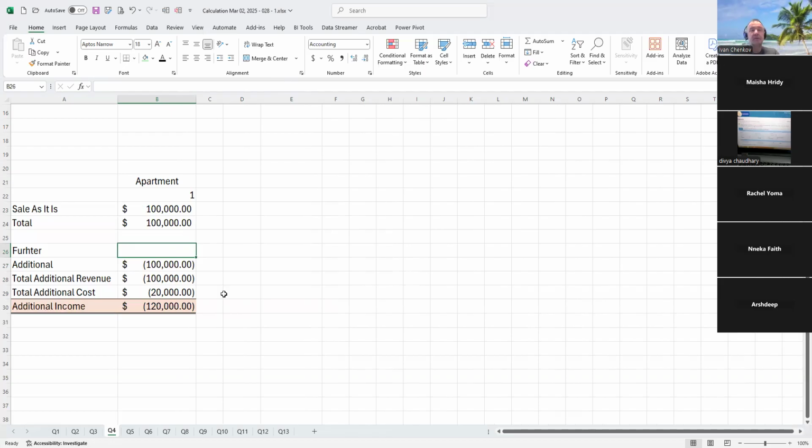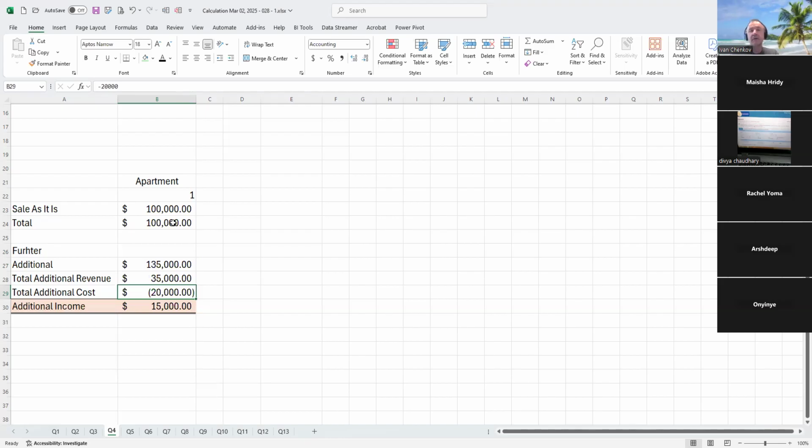You can sell it as is, or watch this, you can sell it and get additional. You can do some improvements in the kitchen, right? You can do some improvement in the kitchen, and you can sell it for $135,000. Additional is 35. So how much will be the additional revenue that you can get?